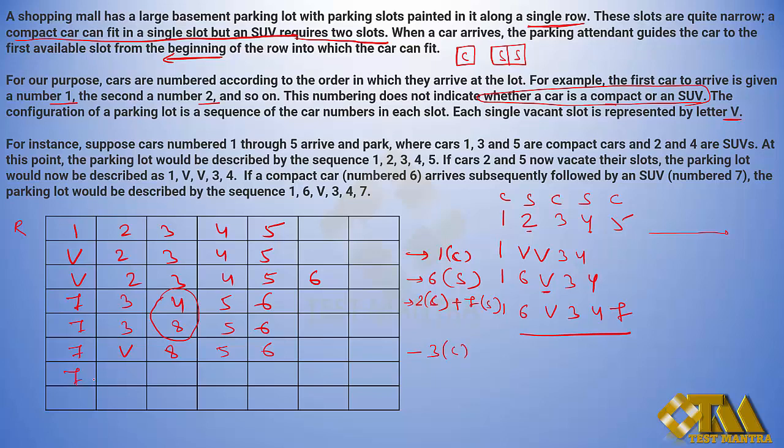Then again 7, V, 8, 5, 6, 9. I can now say that car number 9 is nothing but an SUV, right? So these are the basic examples which we have seen. In some cases I can definitely identify whether the car is a compact car or else an SUV, but in some cases it might be difficult. Like in this case, it is difficult for us to identify whether both the cars 4 and 8 are compact cars or else SUVs. So let's directly move to questions now.